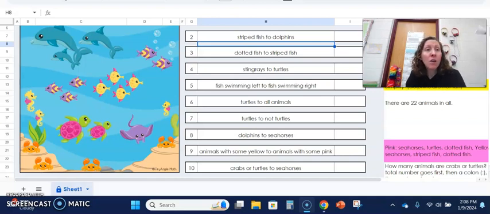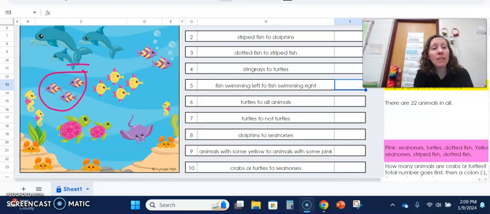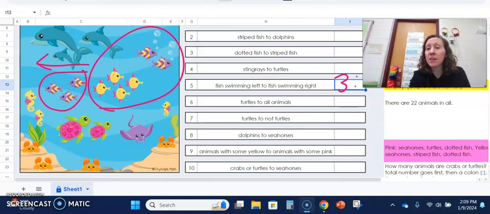All right, let's start off with number 5. So number 5 says fish swimming left and fish swimming right. So fish swimming to the left, and we're only looking at the fish, not all of the animals, would be these 3 fish here. They are all swimming to the left. So 3, and then a colon, and fish swimming right, that would be these 6 here.